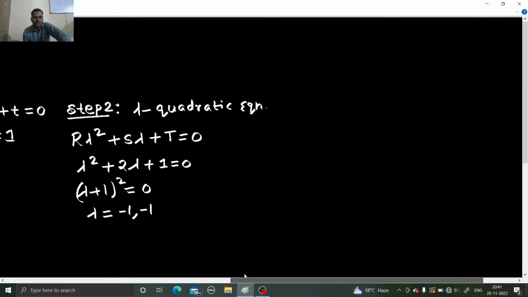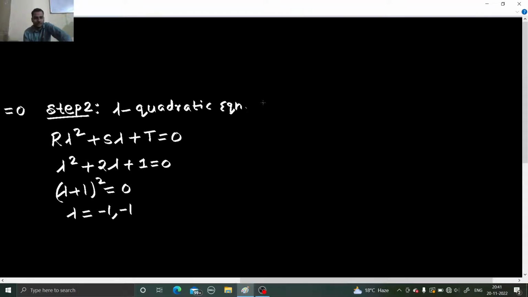Now comes step number 3. The step number 3 which we have is the characteristic equation.